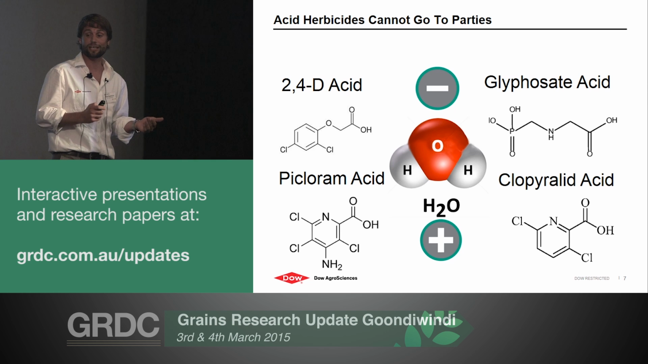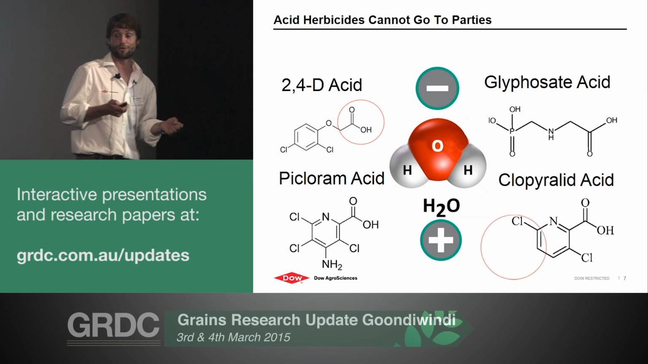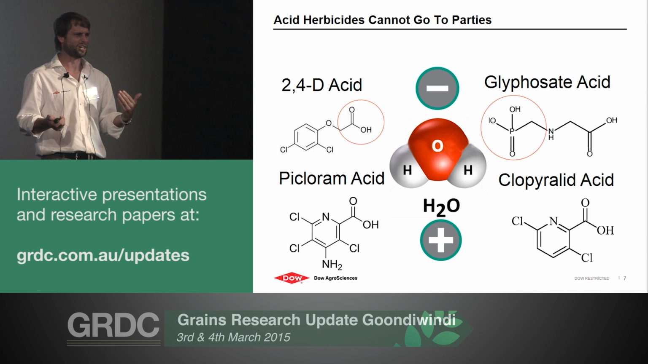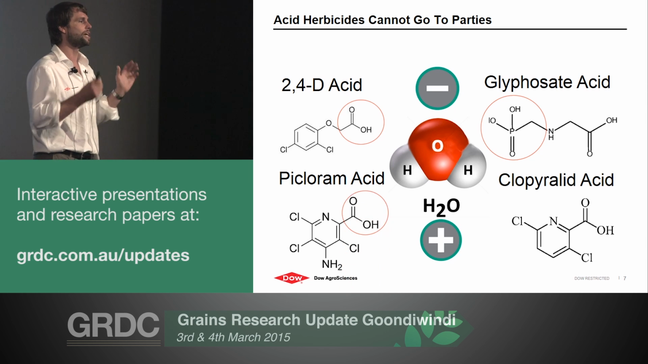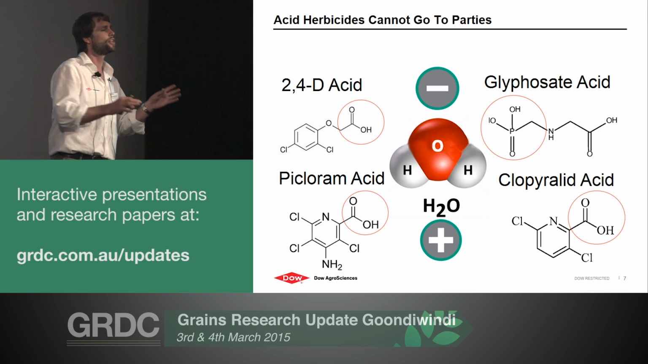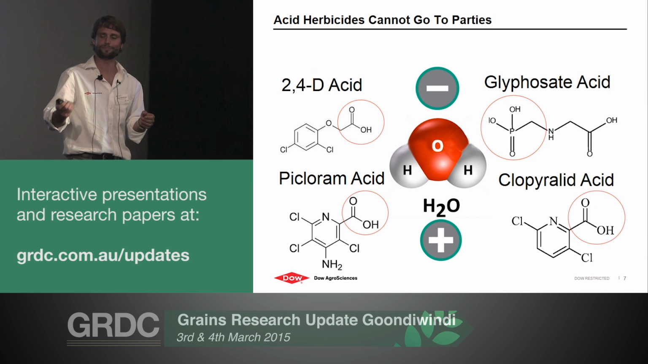So we looked at the carboxylic acid group on most acid herbicides, and the phosphate group on glyphosate, which is a little odd. Glyphosate's an odd molecule. But picloram and clopyralid, it's all the same thing. You're going to alter the carboxylic acid group so it can party in the spray tank.